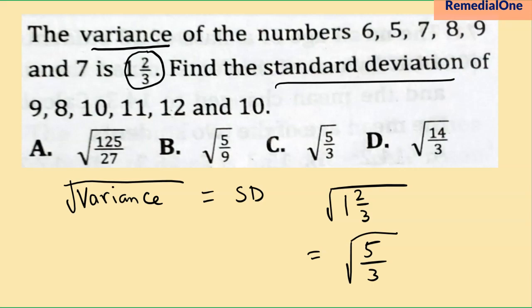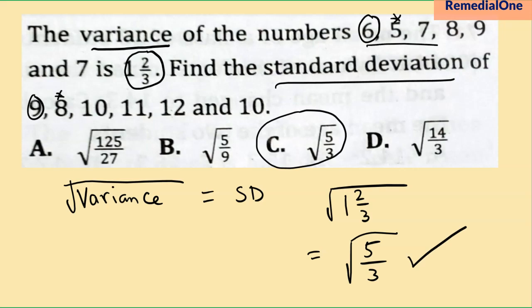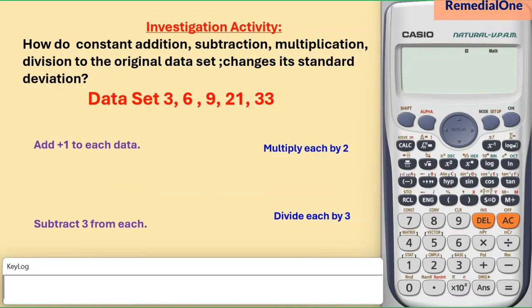Now you also have to go back and look at this and that here, and then the second number by this second number here. Realize that 6 became 9, so plus 3. 5 became 8, which is also plus 3. So it was being added. And we know that addition doesn't affect the standard deviation, so the standard deviation will remain the same. So C, because it will not change. It will be the same as the first data set because they have a constant addition.